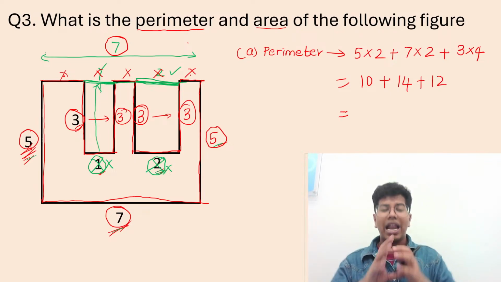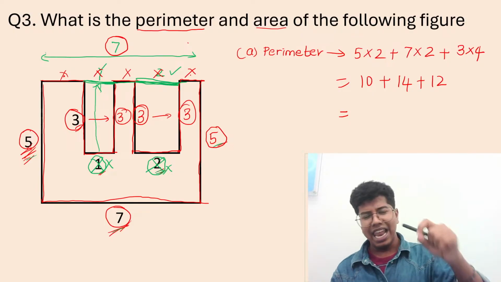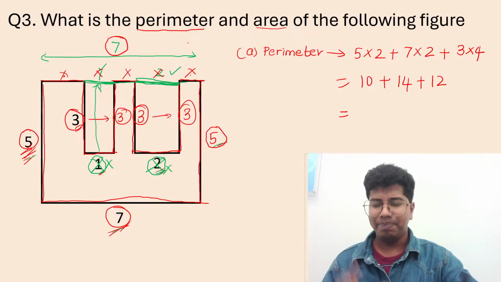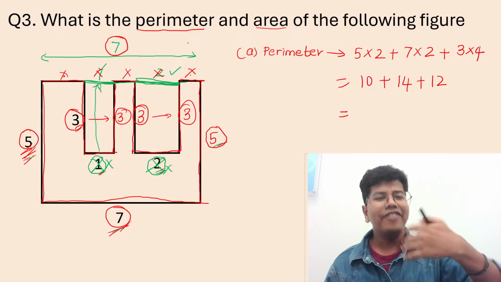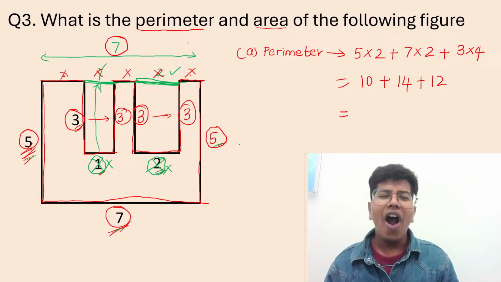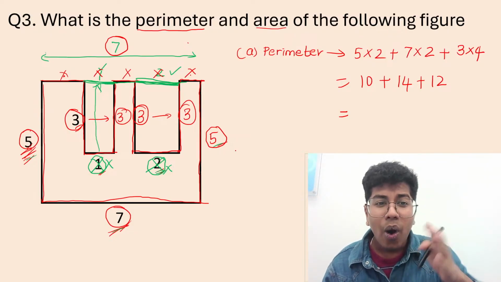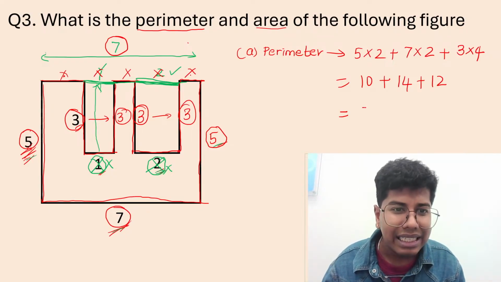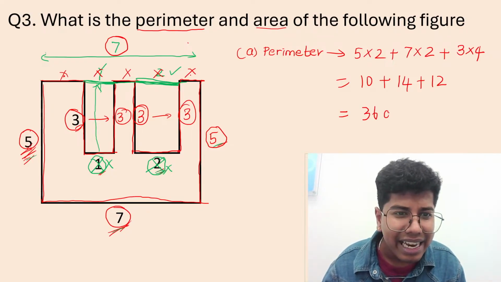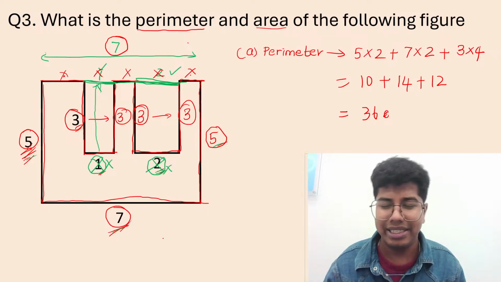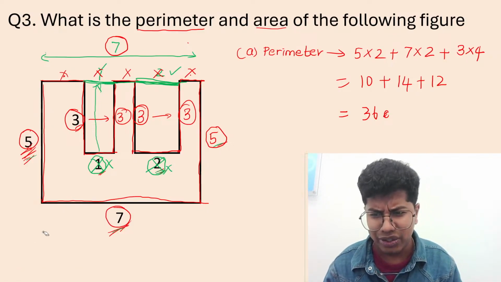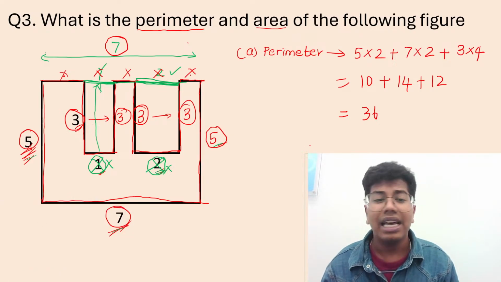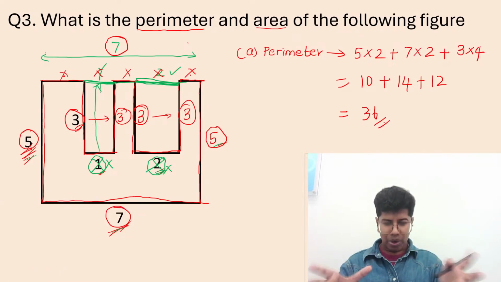Now, if I want to calculate the total perimeter, let's just add the values. 10 plus 14 is 24. 24 plus 12 is 36. Oh, there's no unit, so let's not write any unit. The answer is just 36 units.